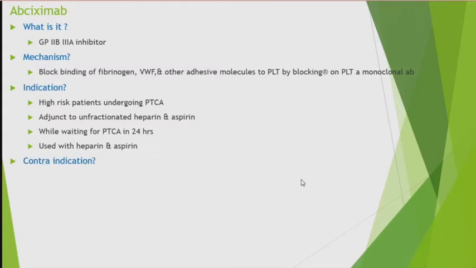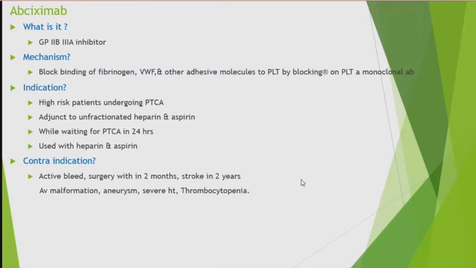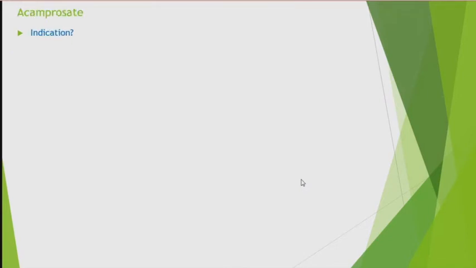Okay, sir. Is there any contraindication? In case of bleeding manifestations, active bleed, or hypertensive bleed, recent surgery, and stroke within 2 years, commonly. Also if there is aneurysm, thrombocytopenia, or AV malformation, where the chances of bleeding are there, then you may not give this drug. Okay, sir.